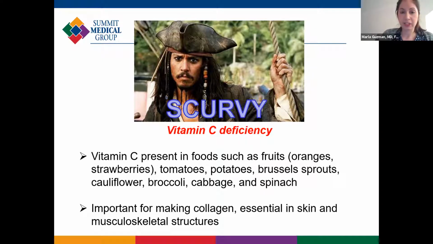So vitamin C, where do we find it? So fruits, oranges, strawberries, tomatoes, things like potatoes, and many vegetables such as Brussels sprouts, cauliflower, broccoli, cabbage, and spinach, obviously all favorite foods of children. Vitamin C is an important vitamin to make something called collagen, which is essential in development of different skin and musculoskeletal structures.